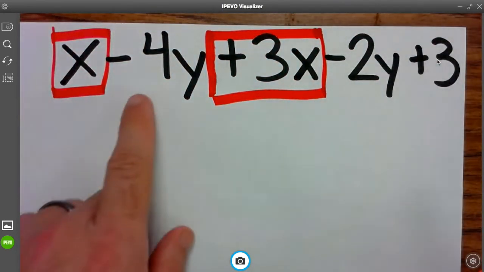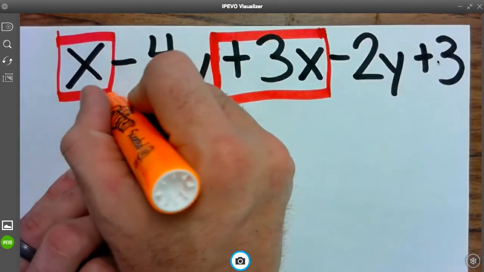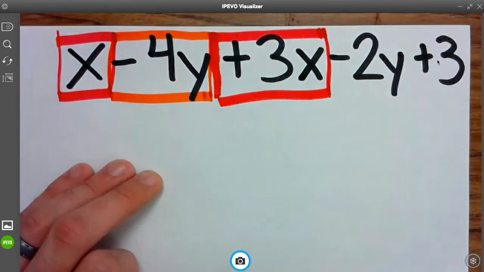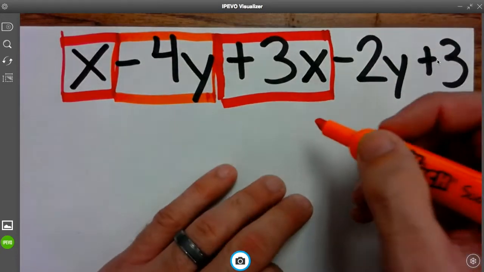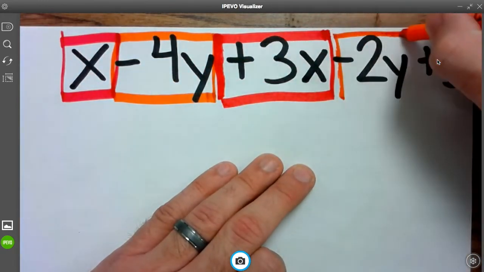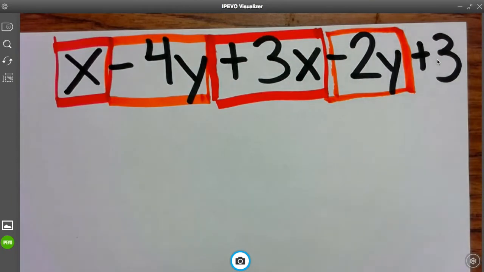So now let's deal with the next term we have, which is y. So I have negative 4y. I know that says minus 4y. What we need to understand is that negative 4 and minus 4 are the same thing. So I have minus 4y or negative 4y, and then I have a negative 2y. Okay? So I have two negatives.